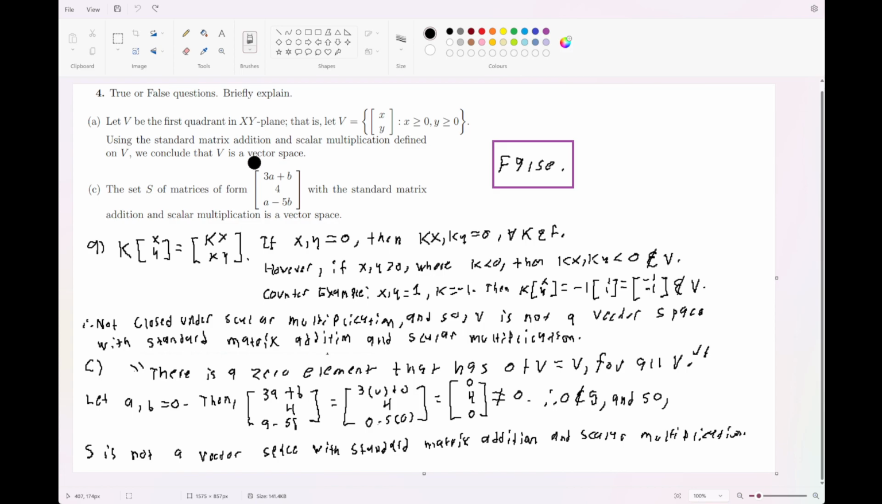All right, then C, the set S of matrices of the form 3a plus b, 4a minus 5b, with the standard matrix addition and scalar multiplication is a vector space. So we're going to show that it contradicts, that there's a 0 element that has 0 plus v equal v for all v. So let a, b equal 0, then 3a plus b, 4a minus 5b is equal to this, which goes to 0, 4, 0, which is not equal to 0. So we say, therefore, 0 is not an element of our set S, and so S is not a vector space with standard matrix addition and scalar multiplication, as it contradicts this property.